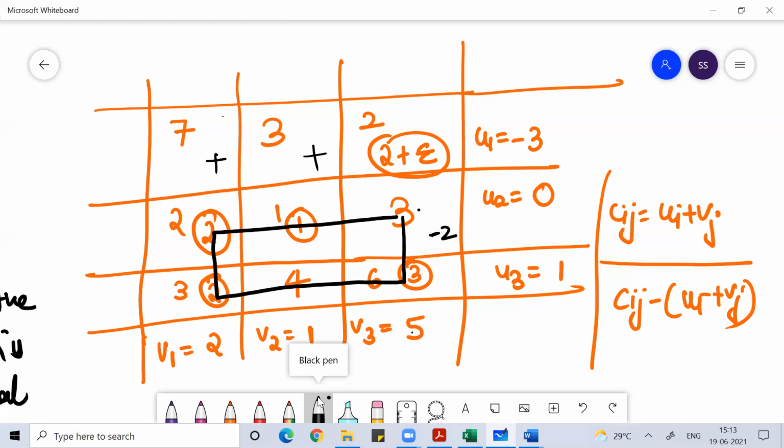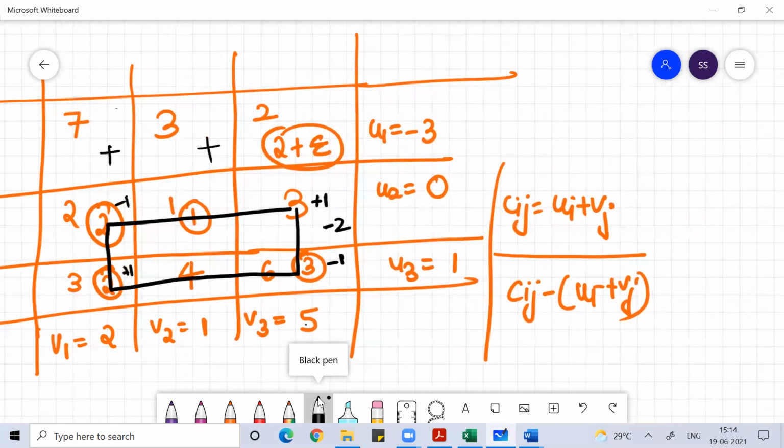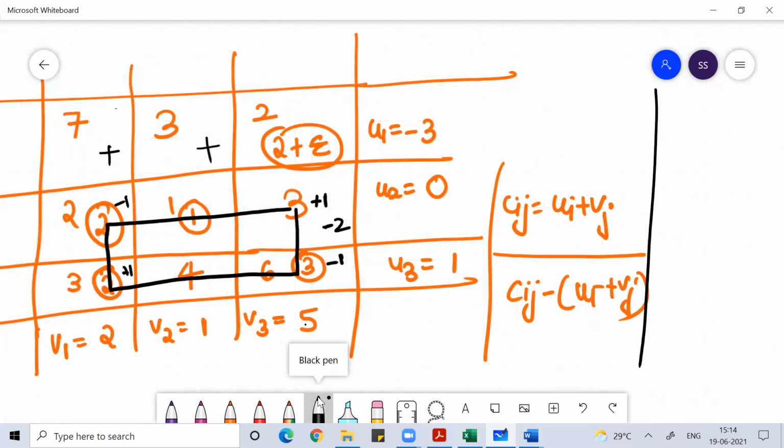Okay, make the loop like this: plus sign, then minus sign, then plus sign, then minus sign. Whatever you like, this 3 is having negative allocation. So I want that value, so make that as theta. So this will be the next value, that will be 3 minus theta. And this next one will be 2 plus theta. And then the next one will be 2 minus theta.